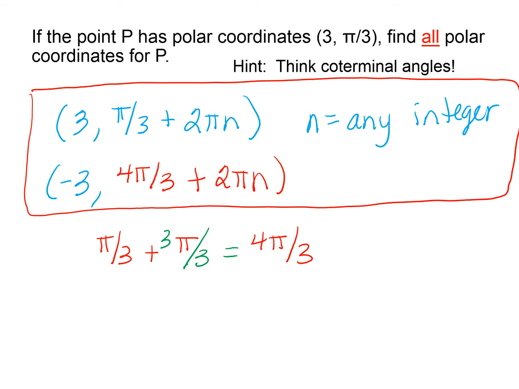And now we have found all possibilities. Again, if you had just written the blue part, you're only really finding half of the coordinates. You have to make sure that you use a positive r value and a negative r value.